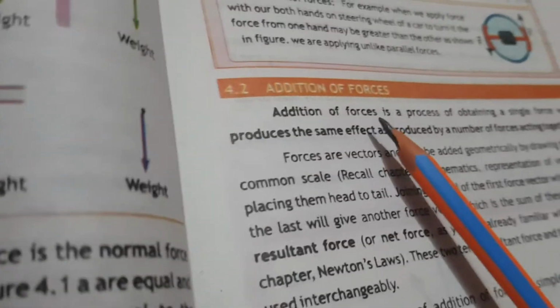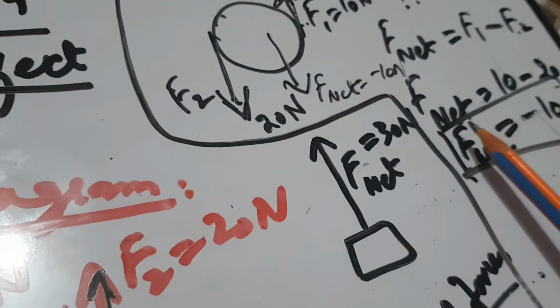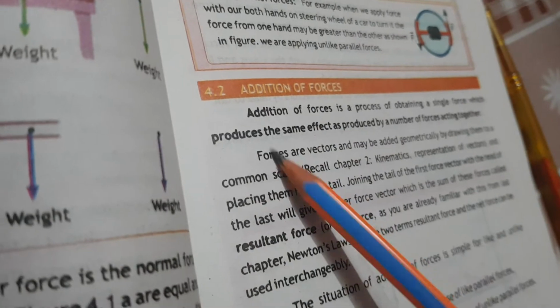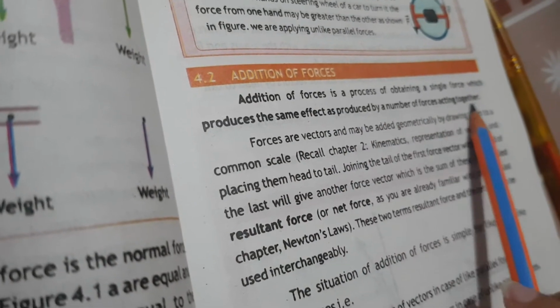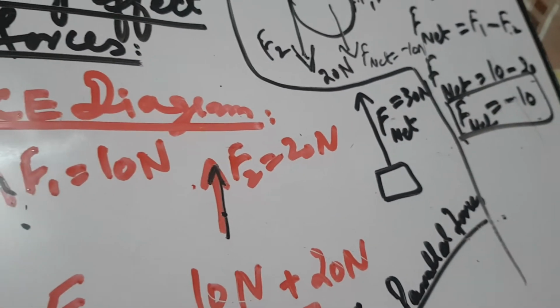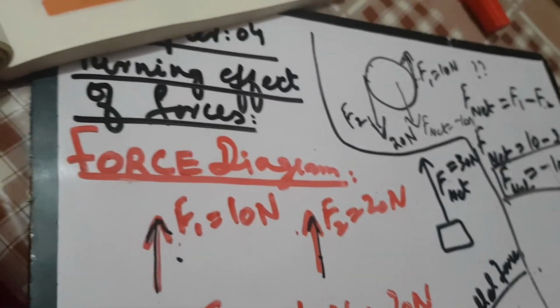So here you can see that addition of forces is the process of obtaining a single force, because here I got a single force, and here also I got a single force. So this is the process of obtaining a single force which produces the same effect as produced by a number of forces acting together. It doesn't mean that in the addition of forces you just need two forces, you can also use more than two forces. You can also add millions and billions and hundreds and thousands of forces together.